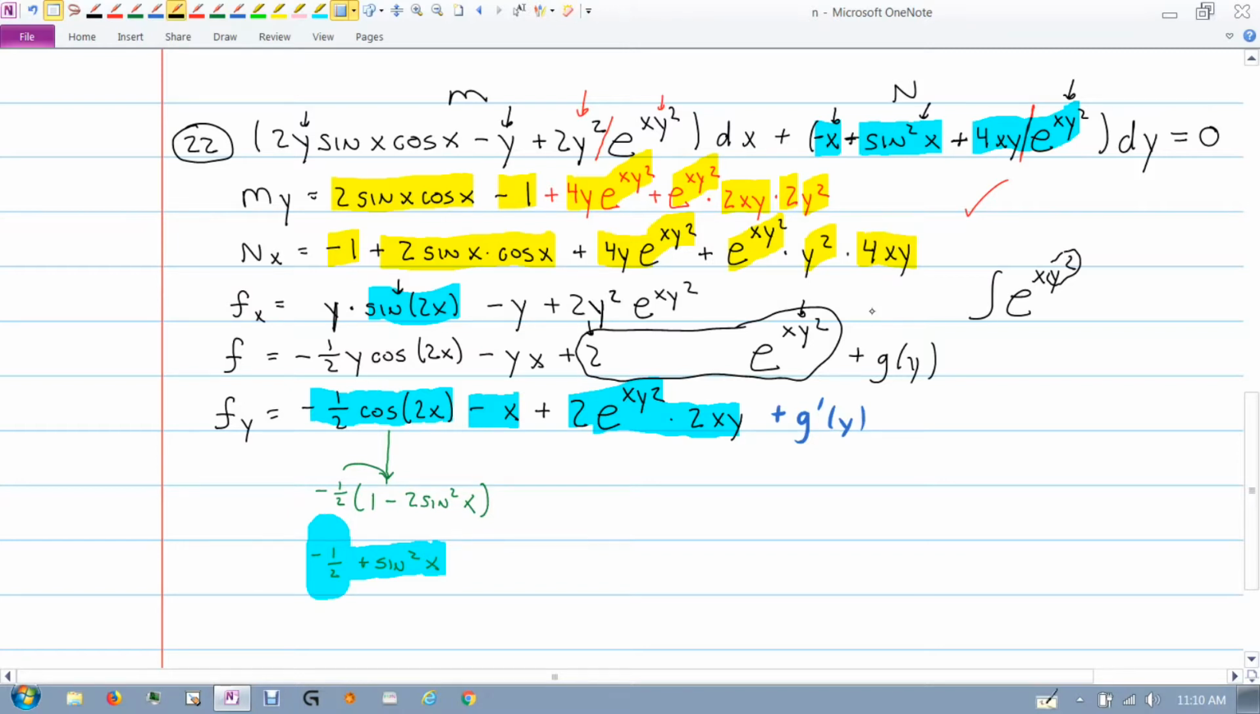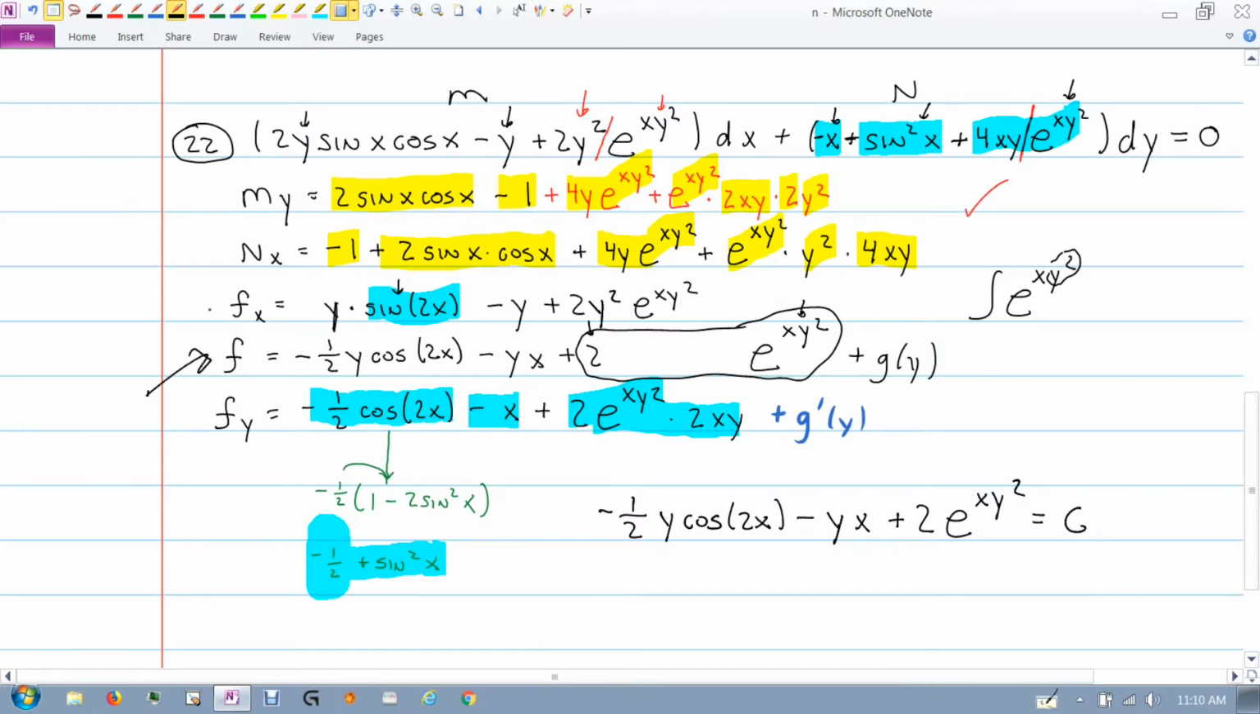So our answer should be, and I'm going to write it down, our answer should be negative 1/2 y cosine 2x minus yx plus 2e to the xy squared must equal some constant. And that's just this line right here.